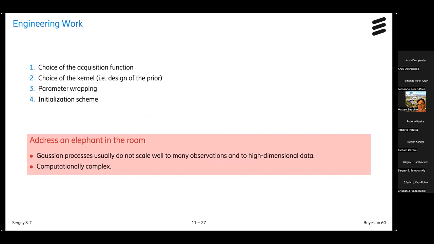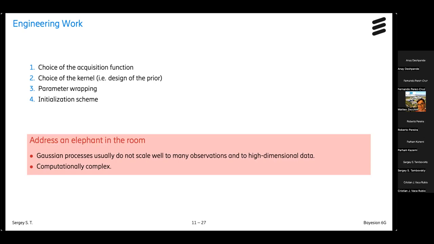Of course, there is a lot of engineering work in addition to the beautiful theory. First of all, we must decide what acquisition function to use, what kernels we should utilize for Gaussian process regression. In other words, we have to design the prior based on our knowledge of the problem. Well, in most cases.